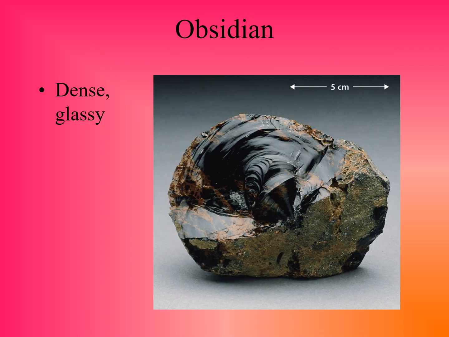Then we have obsidian. That's the next one in your group. That is dense and glassy. Didn't form any crystals at all. That's that frozen liquid, and pretty distinctive. If you get a black, shiny glass rock in your test, that's obsidian.